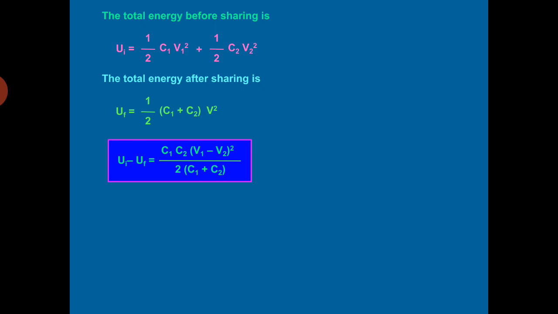Now, in the numerator, there is a square of a term. We know the square of a term can never be negative. So it means (V1 - V2) whole square is always a positive term. Whereas C1 into C2 is also positive, as capacitance can never be negative. In the denominator, C1 + C2 is again a positive term and 2 is already positive. So we come to know UI minus UF is always a positive term. It means it is always greater than 0. So UI minus UF greater than 0 means UI is greater than UF.